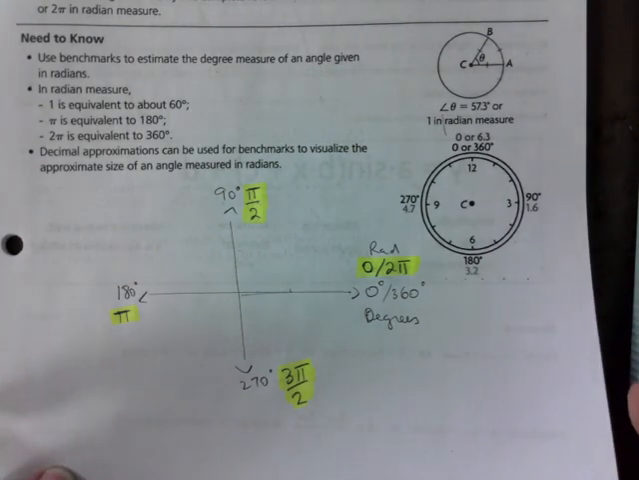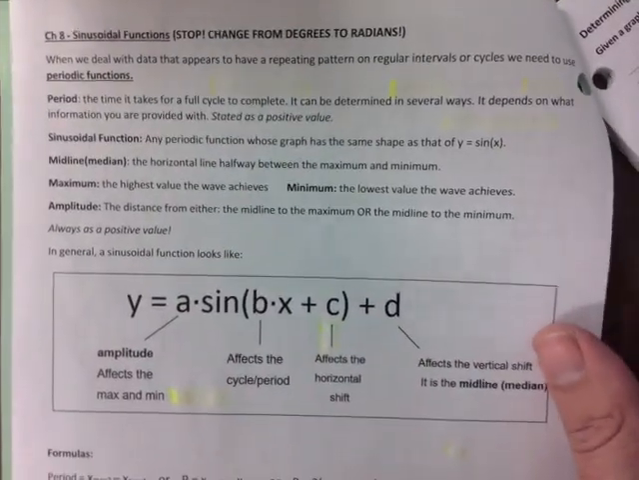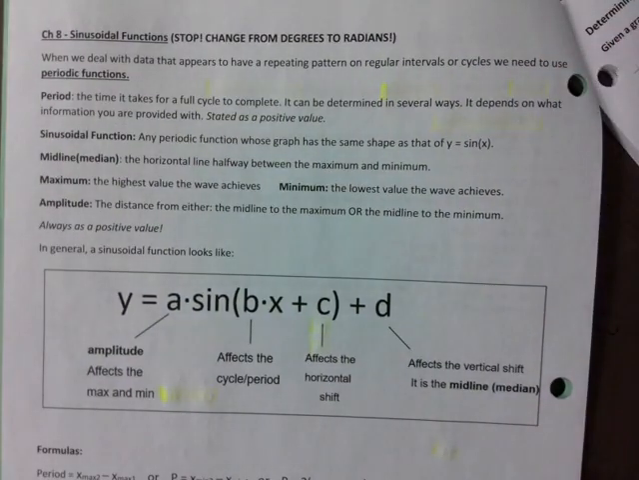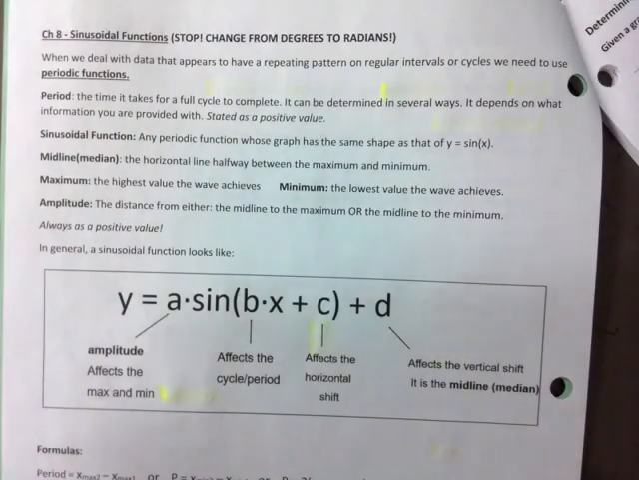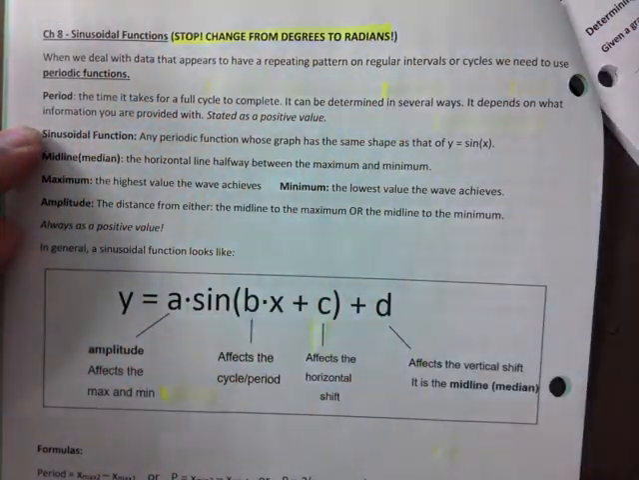All right, let's keep going because I want to go into graphing these things. That's where I really want to go. And remember, we're getting ready for word problems. Stop, change from degrees to radians. You already know that, right? I'm just going to highlight it anyways.